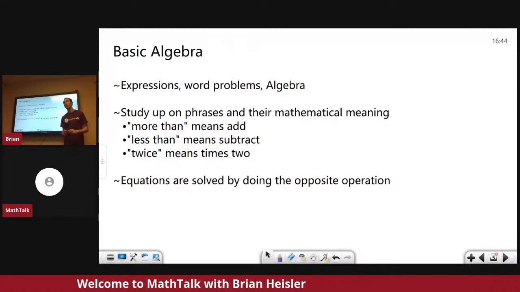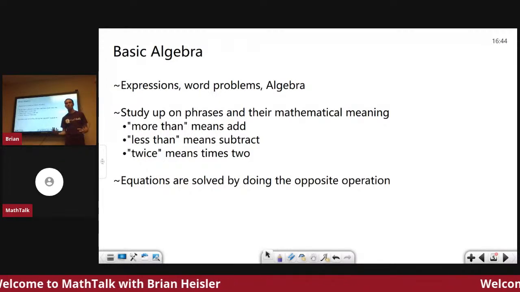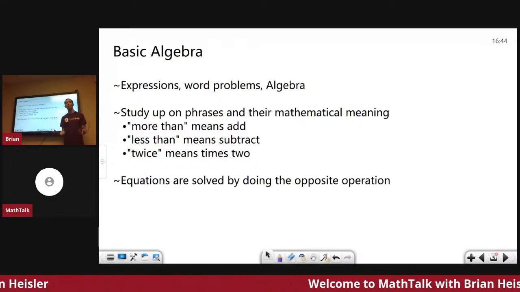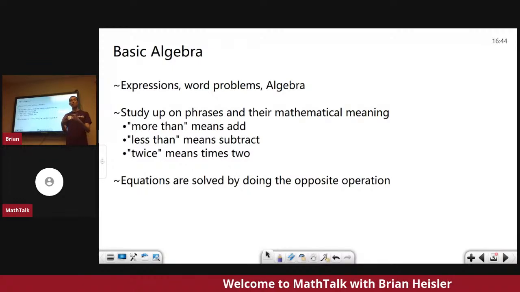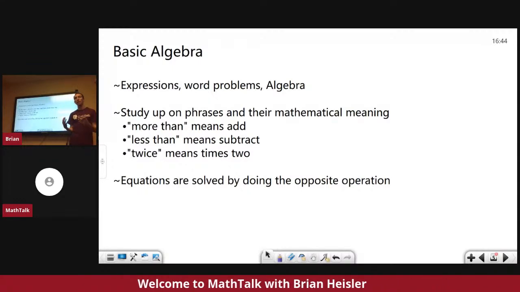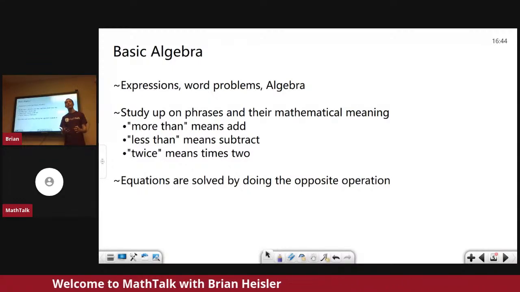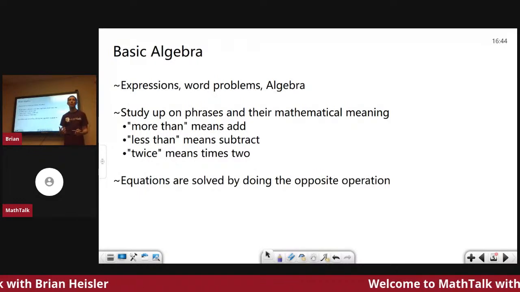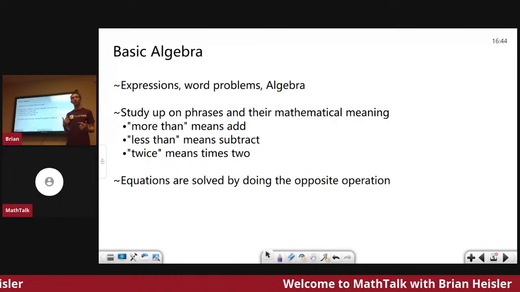What I like to do, I think has helped me a lot, and helped some of the students that I've taught in the past, is I will read the equation out loud, starting with the variable, which is usually x, and I'll read out what's happening to x step by step, because I know that once I read it out, to solve it, I just have to do the exact opposite.